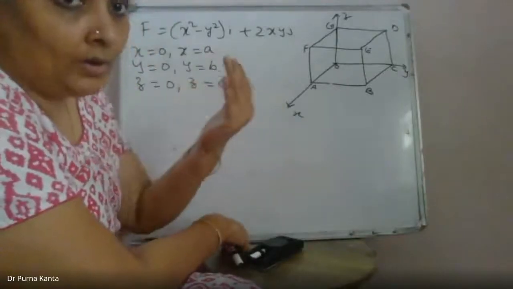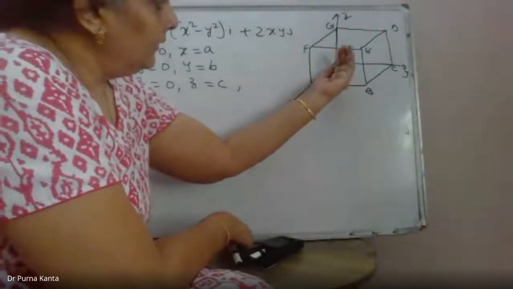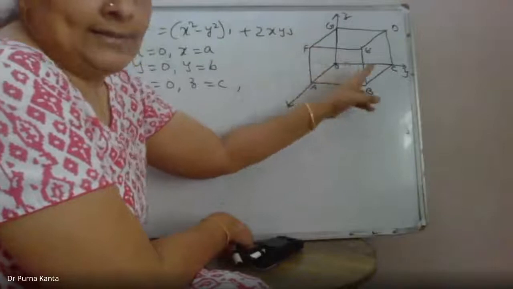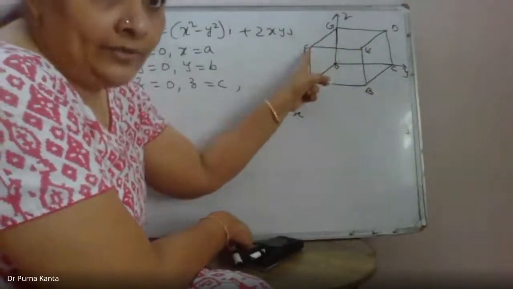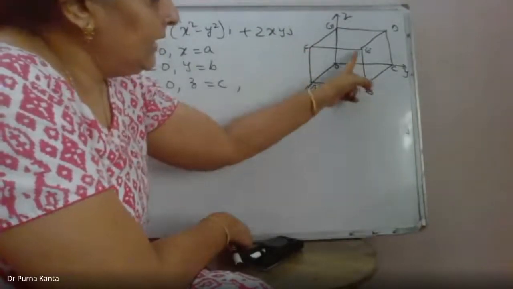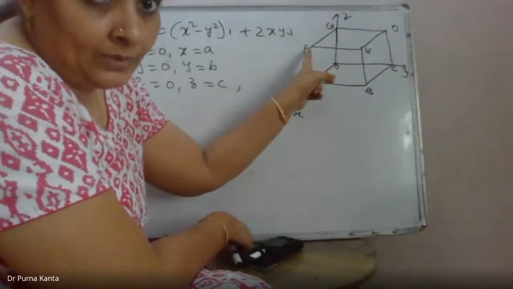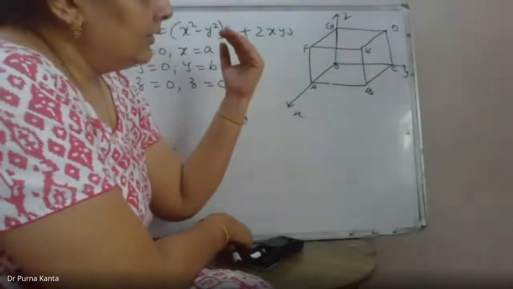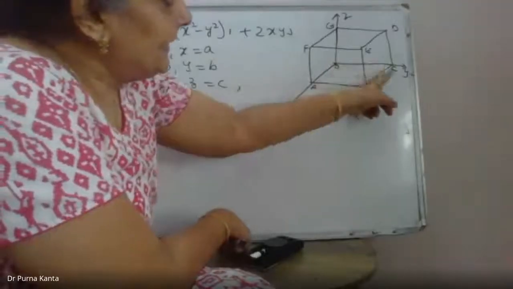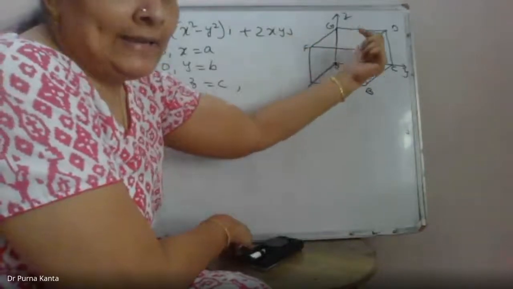We'll take according to the axis. On the x-axis we have 2 faces. What is the one face we have on the x-axis? A, B, E, F. Can you identify that? Clear? What will be the face opposite to that? O, C, D, G. Exactly. So 2 faces we have on the x-axis.